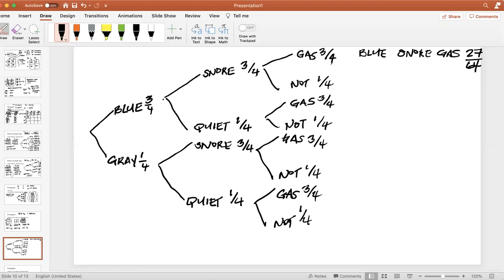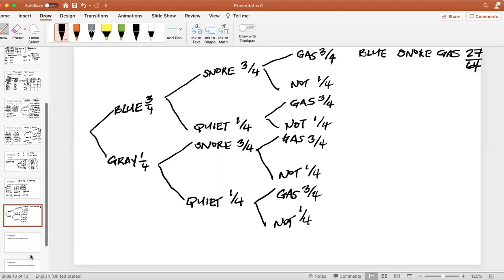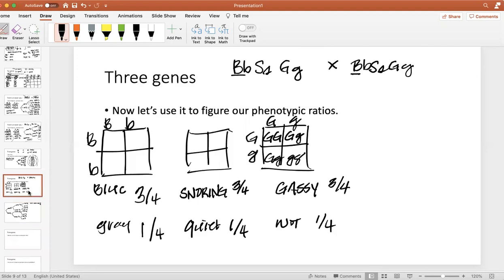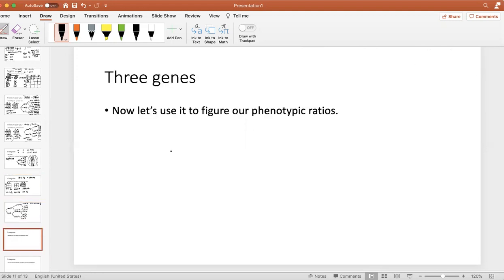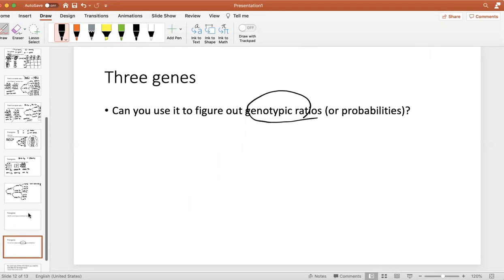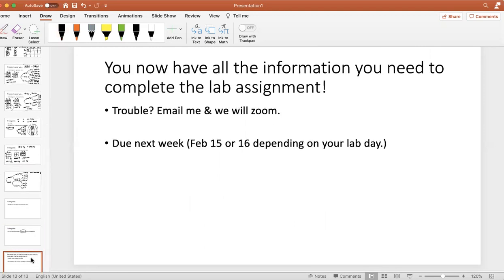And you would go through and you would repeat what we've done before to get all of your phenotypic ratios. Hopefully you see how you could use this exact same method. Oops, I somehow had the same slide on here twice. But hopefully you can see how you would use the exact same method to figure out genotypic ratios, okay? So I've gone through all the information that you need to complete this lab assignment. Using this method, you can pretty much figure out any genetics problem that Dr. Bauer is going to give you.